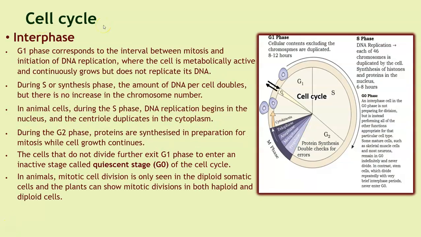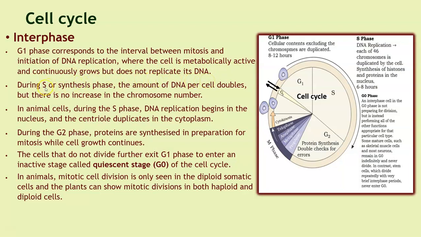So now students, we've just learned that the cell cycle has two distinct phases, the interphase and the M phase or the mitotic phase. Now, first we will have a look at what happens in interphase. The G1 phase corresponds to the interval between mitosis and initiation of DNA replication. So this here is your G1 phase. It is the time between the previous mitosis and the next synthesis, or replication, of your DNA.